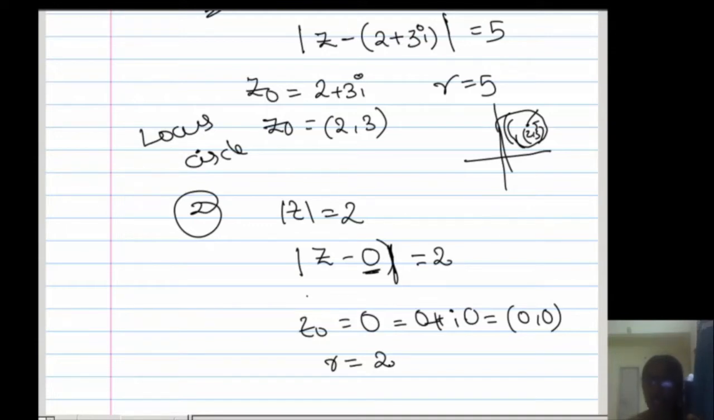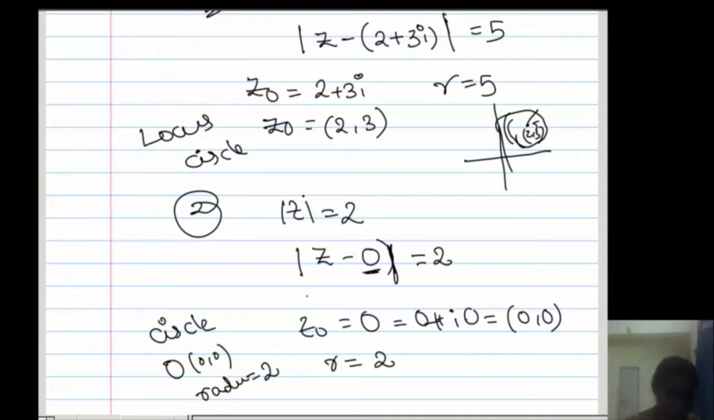Here also, with the same answer, it represents a circle having the center as origin and the radius R2. Why am I telling this? If you remember this shortcut, it is easy for objective questions. Instead of simplifying anything, directly in the form mod z minus z naught is equal to r, z naught is the center and r is the radius.